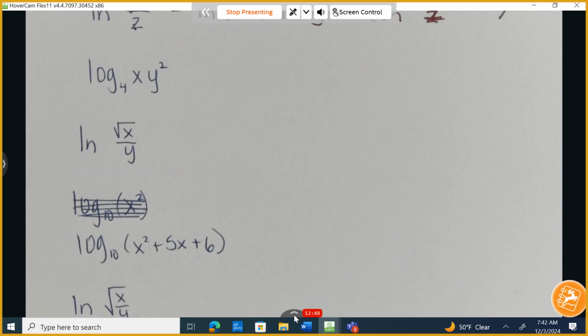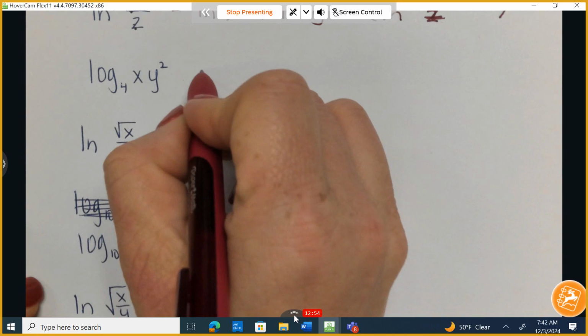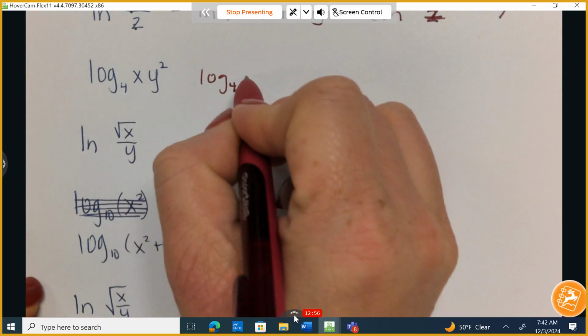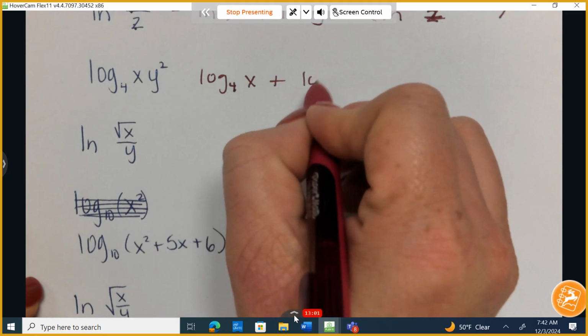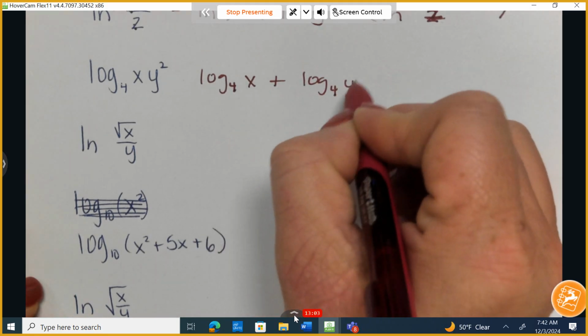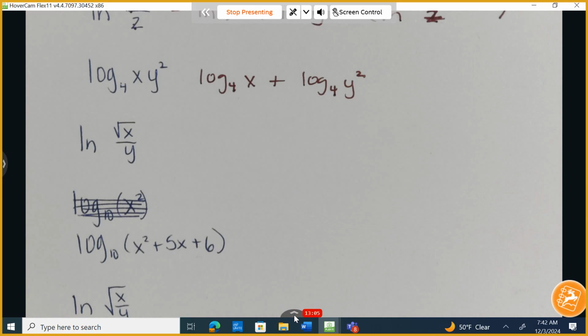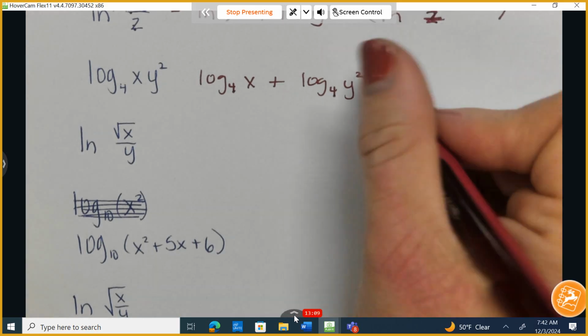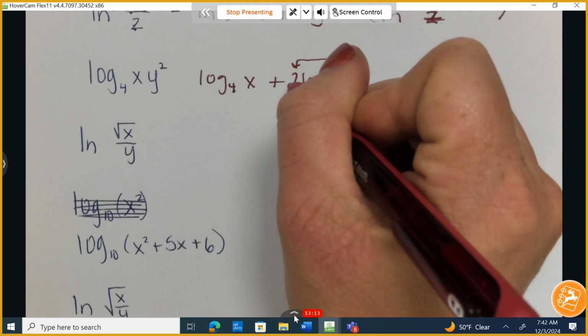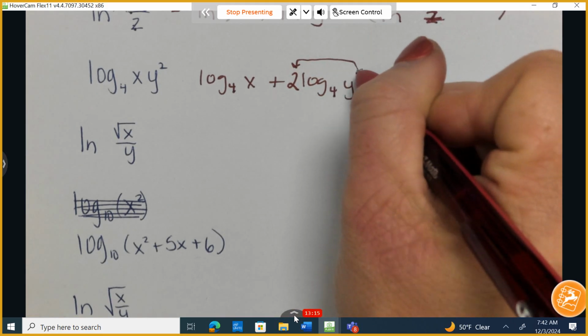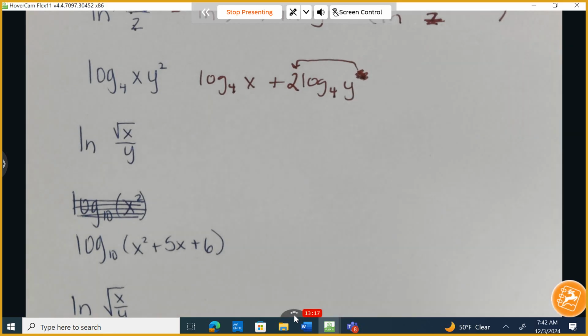We are halfway done with these examples of expanding logarithmic expressions. Okay, let's keep going here. Log base 4 of x, multiplication turns into addition, and log base 4 of y squared. But I'm not done yet. Property number 3 says if we have an exponent other than 1, we need to take it and throw it in front. So that 2 is going to go directly in front of log base 4 of y.